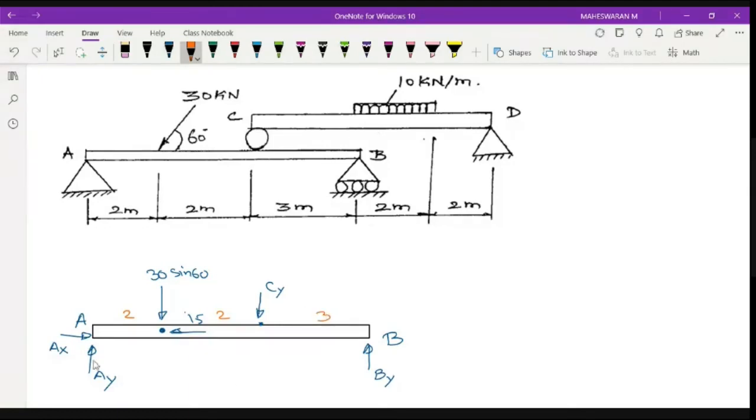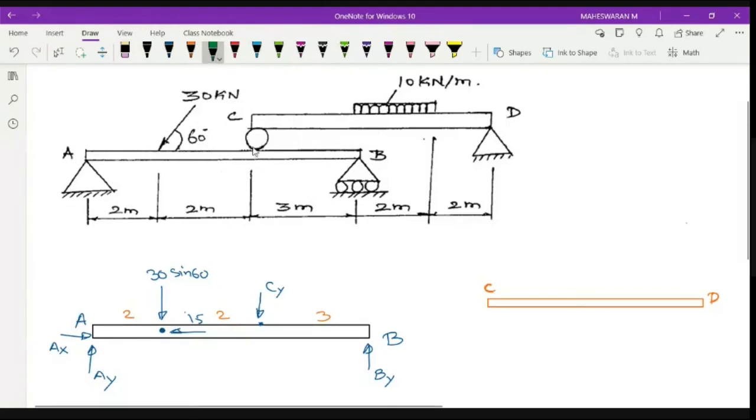Right? So this is the free body diagram for B. So AB beam. Next, I go for CD beam. If I go for CD, I have something like this. So this is my location C. This is my location D.